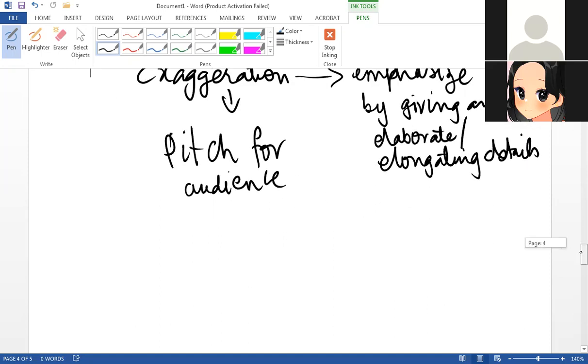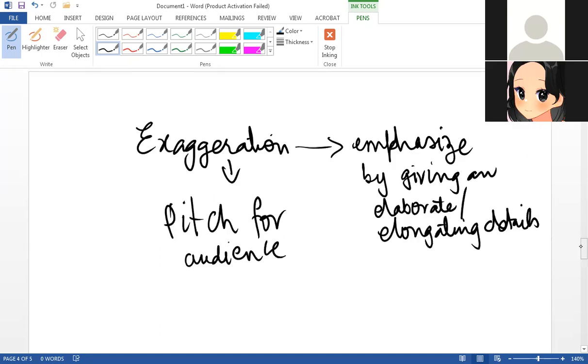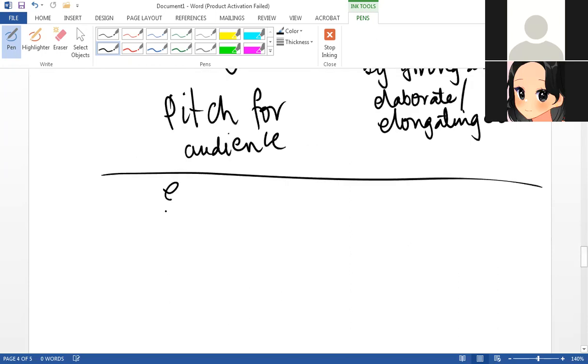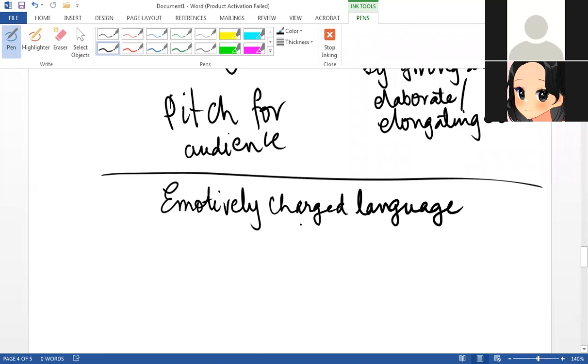You're right in a way that that also shows that they are missing out on something. That's why they are constantly going round and round about that idea. But exaggeration is somewhat related with emotively charged language also. Exaggeration is a part of emotively charged language, which has to be appealing by all means. You have to touch the heart of your audiences when it comes to delivering a speech.